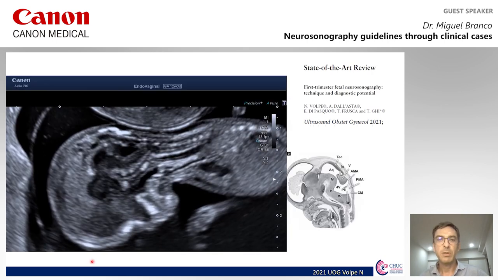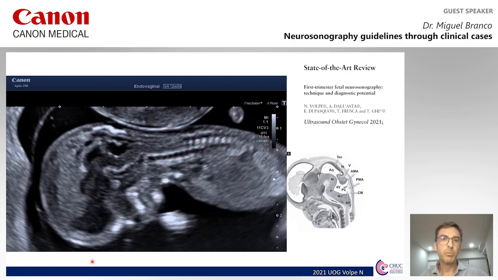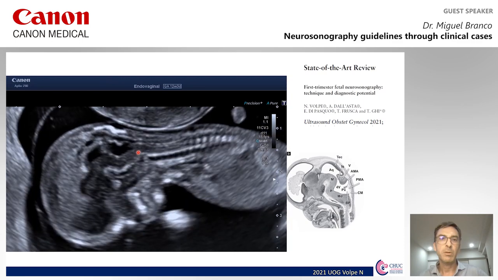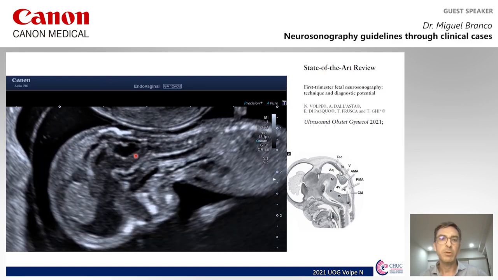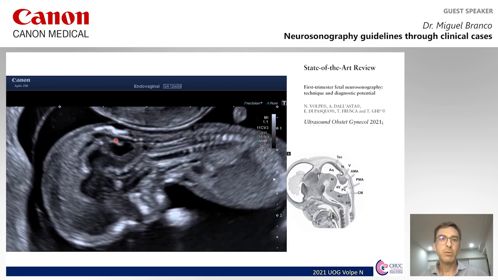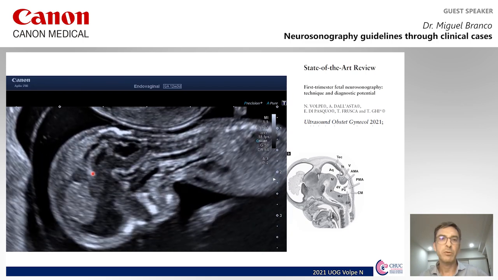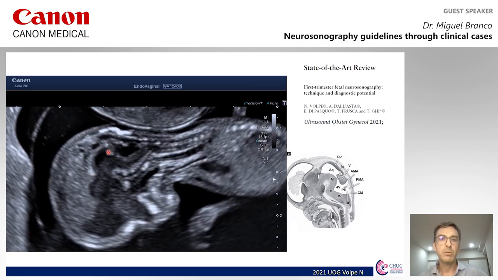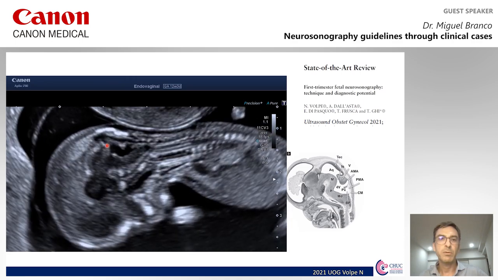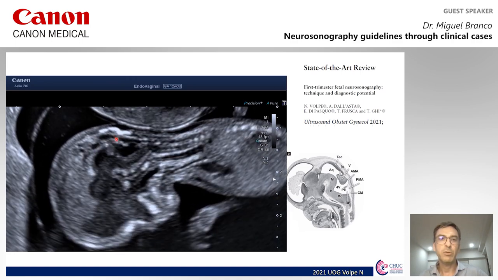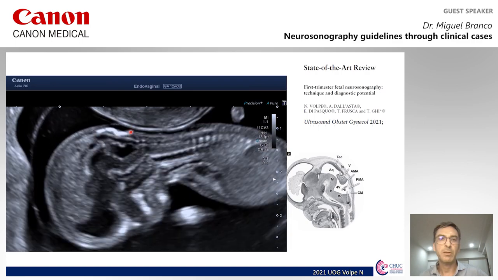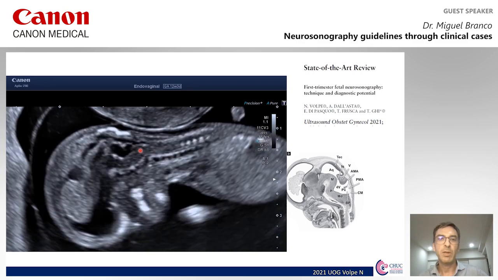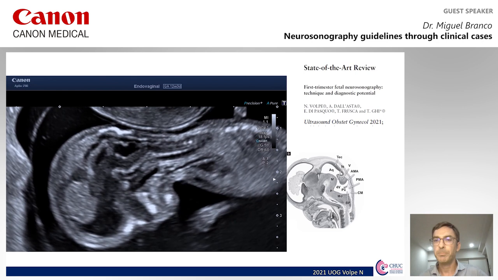Here in the endovaginal direct approach of the posterior fossa, we can see the brainstem with the angle, the choroid plexus of the fourth ventricle, the aqueduct, the vermis, the anterior membranous area, the posterior membranous area, and the medulla oblongata.